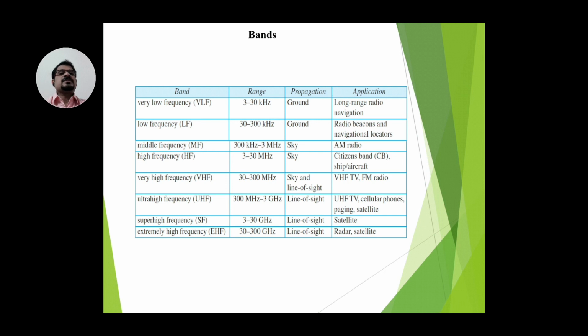And then very high frequency is for 30 to 300 megahertz. Both sky and line of sight propagations can be used, and the applications for very high frequency, VHF, are TV and FM radios. Ultra high frequency, UHF, is for 300 megahertz to 3 gigahertz, which is used for line of sight. After that, it is all going to be line of sight, for super high frequency or extremely high frequency. All of that can be used for cellular phones, paging, satellite communication, and radar communication. Those communications only will use it.